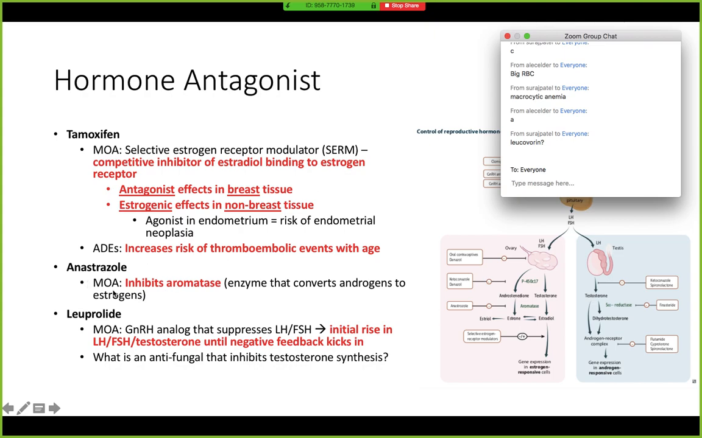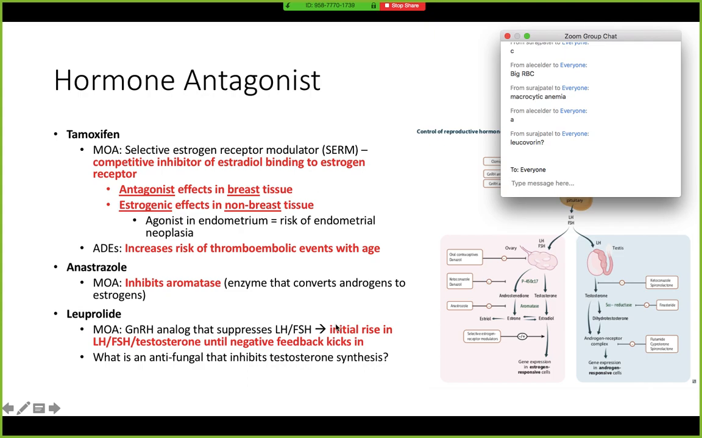The next one is anastrozole, which inhibits aromatase. So that's the enzyme that converts androgens to estrogens. And then leuprolide is a GnRH analog that suppresses LH and FSH. So that might be a little bit confusing considering it's an analog, but you see an initial rise in LH and FSH until the negative feedback kicks in.